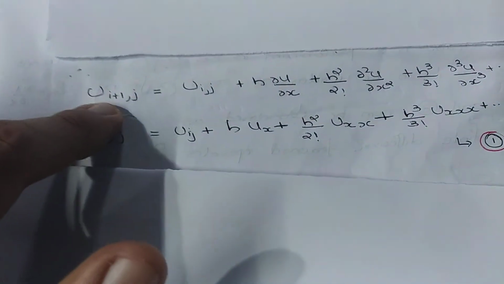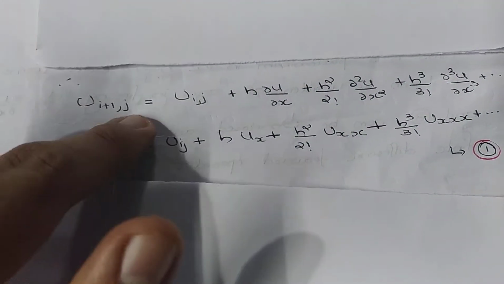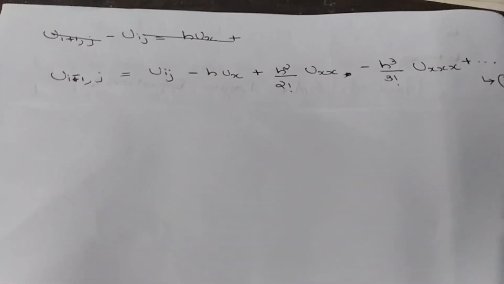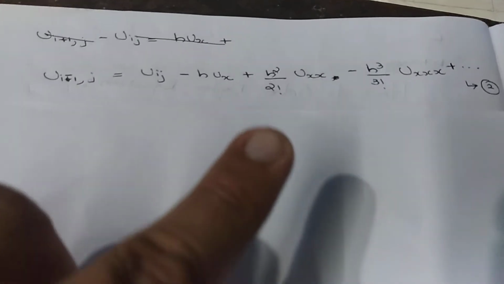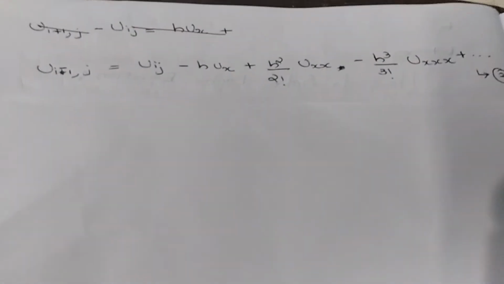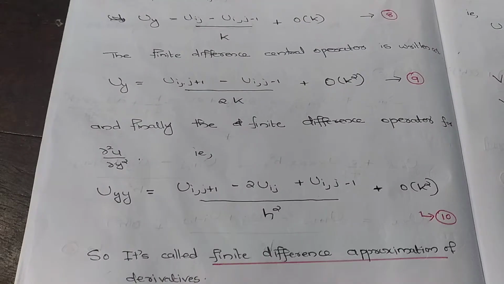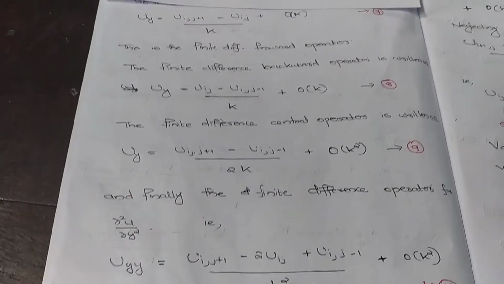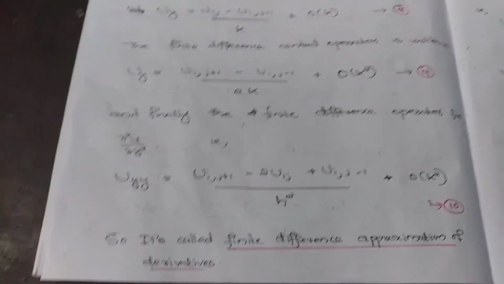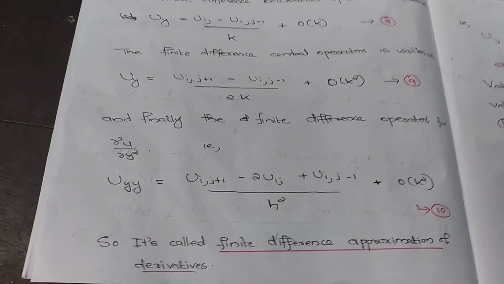Simply changing as such to u(i,j+1). Similarly, u(i,j-1): we can change the above equations from u(i-1,j) to u(i,j-1), and u(ij) minus k uy plus k square by 2 factorial uyy minus k cube by 3 factorial uyyy plus etc. So by changing this, we get the following difference operators in the finite difference method. This is called the finite difference approximation of derivatives.